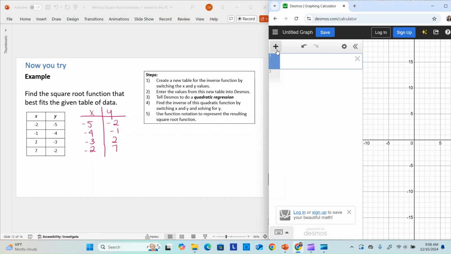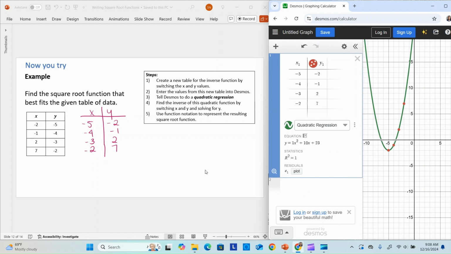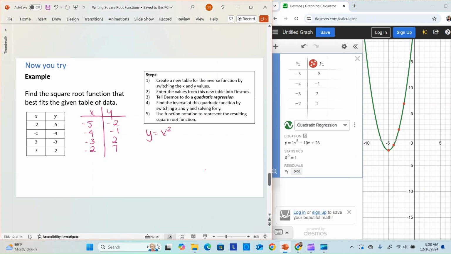Now I'm going to enter this new table into Desmos. I'm going to go ahead and type it all in. What I'm going to do now is add regression and then choose quadratic. You can see here it gives me the quadratic function y equals x squared plus 10x plus 23. Well, remember, I'm not looking for a quadratic. I need to find the square root function.